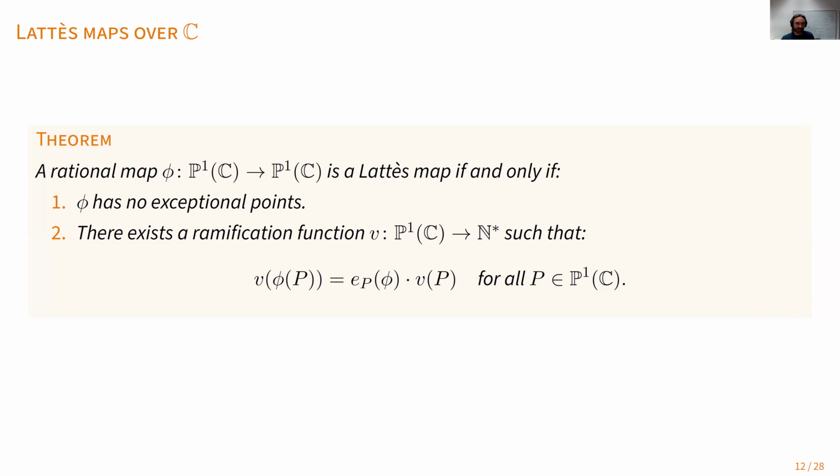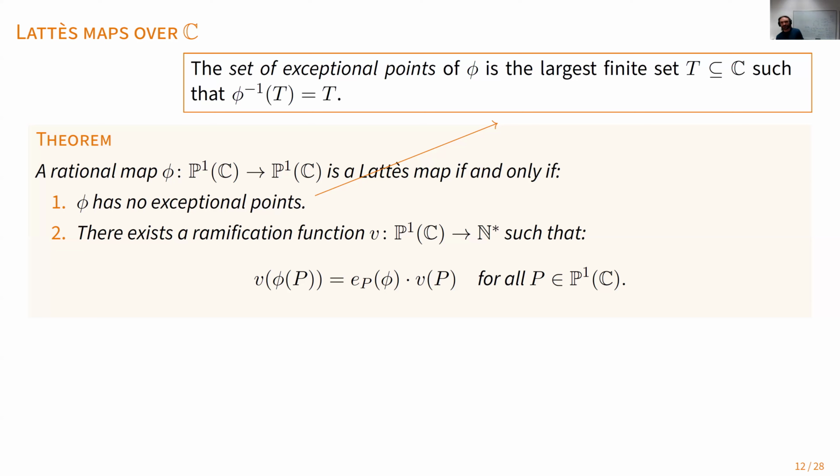So some points are the exceptional points. The exceptional points are usually not so many as the name suggests. I think they can be at most 2. The set of exceptional points consists of the elements of the largest finite set that is mapped to itself by the function and does not have any predecessor outside of the set.